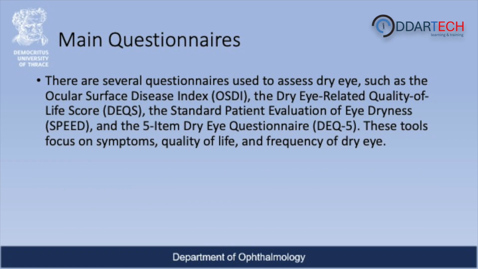Several questionnaires are used to assess DED, including Ocular Surface Disease Index, OSDI, Dry Eye-Related Quality of Life Score, DEQS, Standard Patient Evaluation of Eye Dryness, SPEED, and 5-Item Dry Eye Questionnaire, DEQ5. These tools measure symptoms, quality of life, and disease frequency.